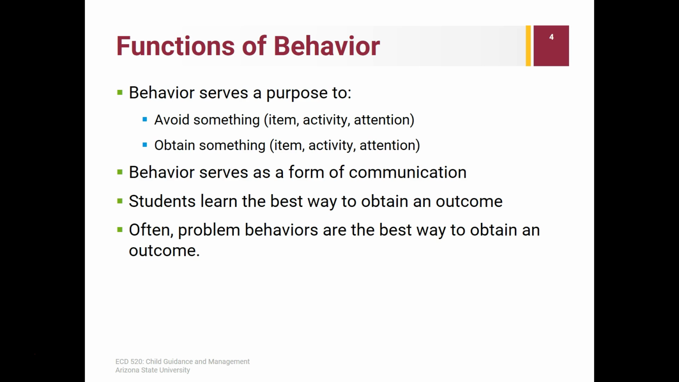If we take a moment to stop to analyze the functions of behavior, we can figure out what the students are trying to tell us through their behavior. Whether we intervene or not, students will learn the best way to obtain an outcome. Unfortunately, problem behaviors are often the best way for students to obtain an outcome. Once we identify what the function of the behavior serves, we can create a behavior intervention plan that will develop replacement behaviors for the undesired behaviors. This way, we can help students find appropriate ways to obtain whatever it is their behavior is seeking.